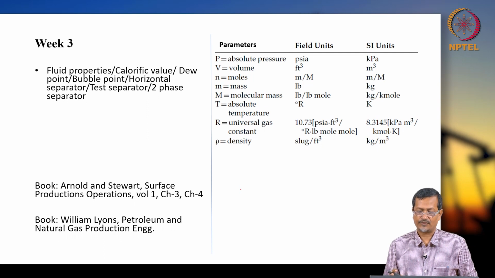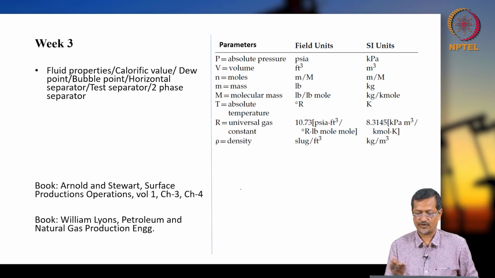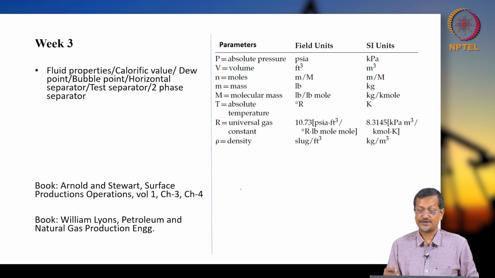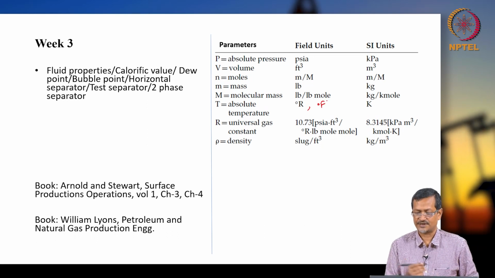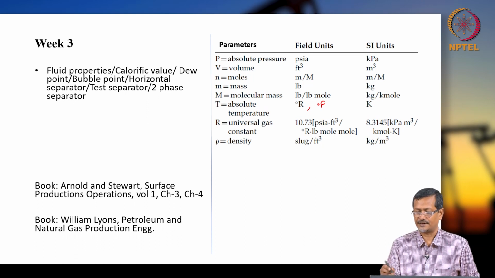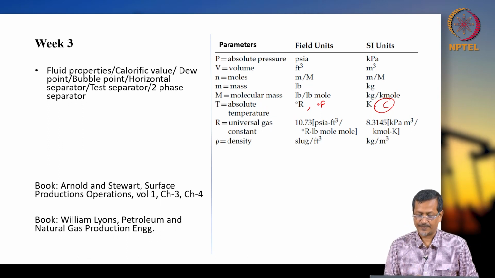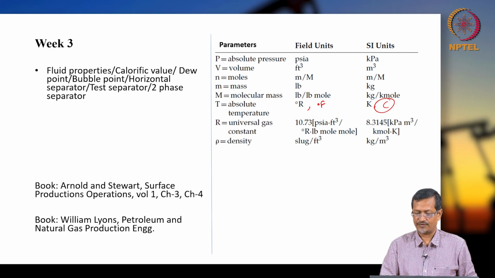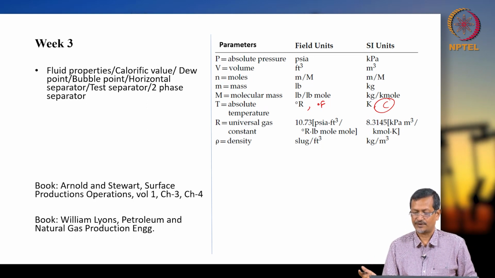but field units are basically FPS units, like cubic feet for volume, mole, mass in pound, temperature in degree Rankine. Here you can see degree Rankine; sometimes degree Fahrenheit is also used, but not centigrade. SI unit Kelvin and centigrade are almost similar. R, the universal gas constant, is 10.73. You see the units: PSI, cubic feet, degree R, pound mole. In SI unit it will be 8.315.